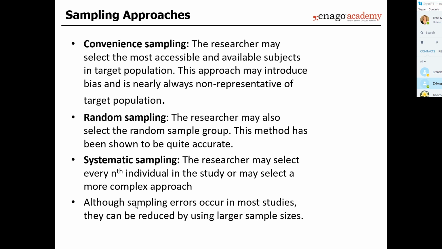Systematic sampling. In this situation, the researcher may select every nth individual, so every fourth or fifth individual, for example, in the study, or may select a more complex approach. I know sometimes they will put numbers in a bag and choose numbers out randomly. There are many different ways to do systematic sampling. Although sampling errors occur in most studies, they can be reduced by using a larger sample size. The more samples you have, the more likely your data represents the population data.